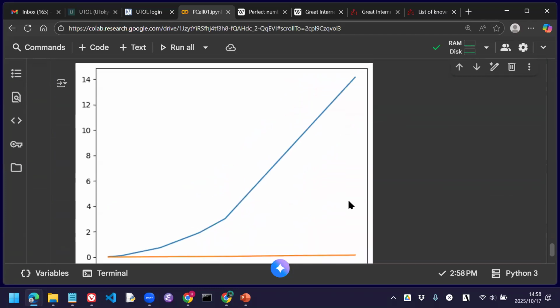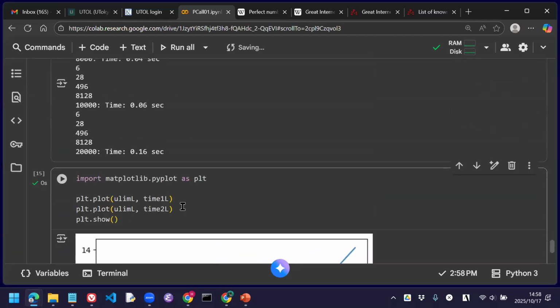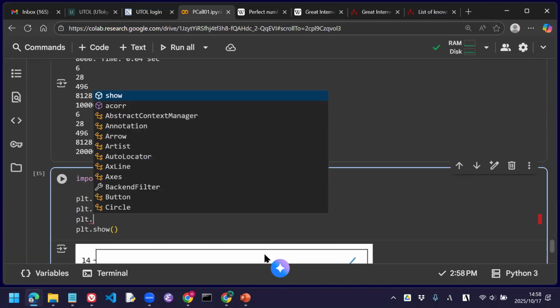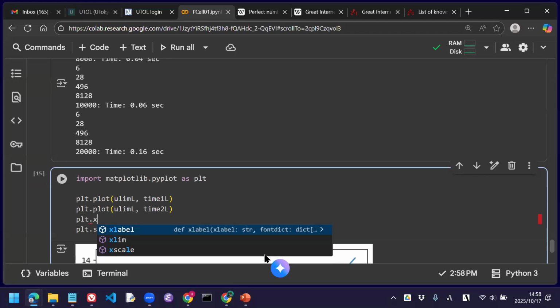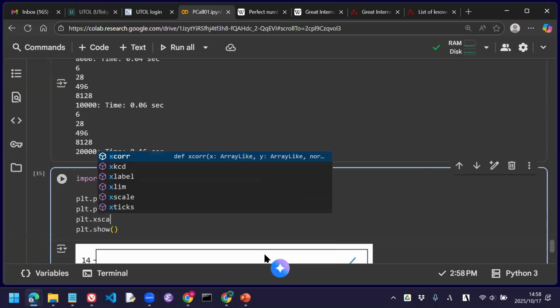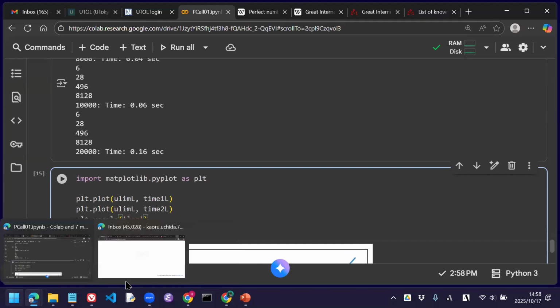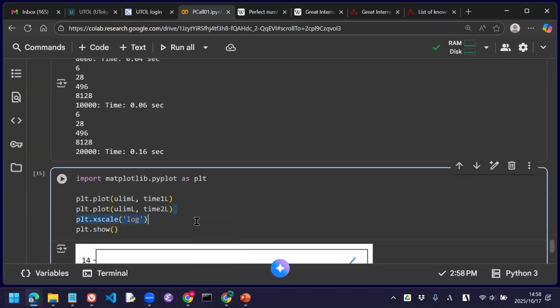Maybe it's logarithmic. We can write, as usual, plt.xscale log, and also plt.yscale log.